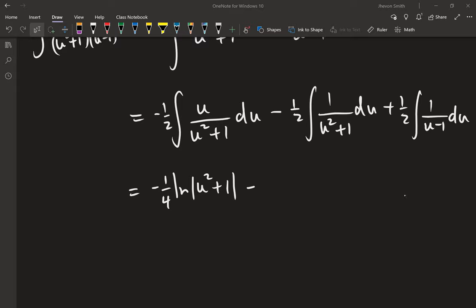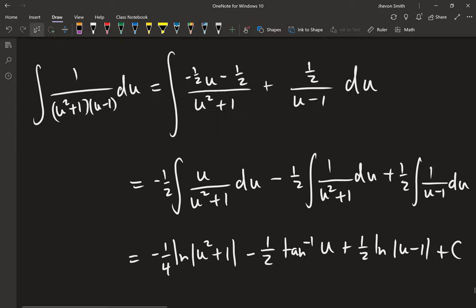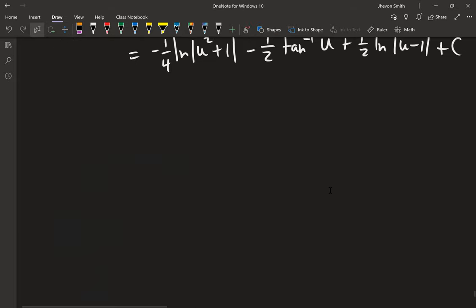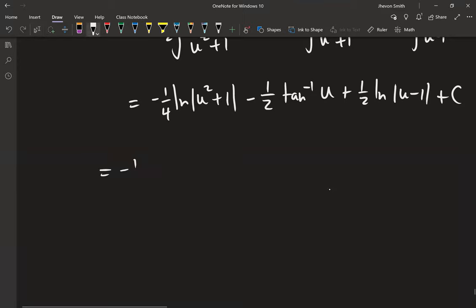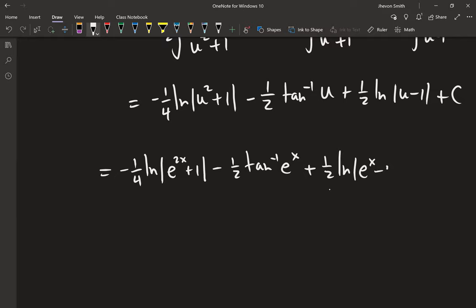What's the integral of 1 over u squared plus 1? Well, ln of u squared plus 1. No. It's arctan. And our u was, if memory serves, e to the x. So that leaves us with the final answer. So this is minus 1/4 ln of e to the 2x plus 1 minus 1/2 tangent inverse of e to the x plus 1/2 ln of e to the x minus 1 plus c.